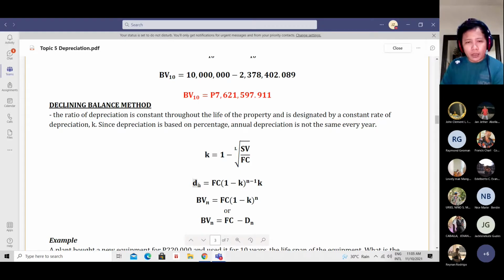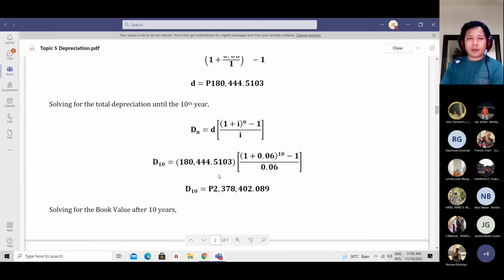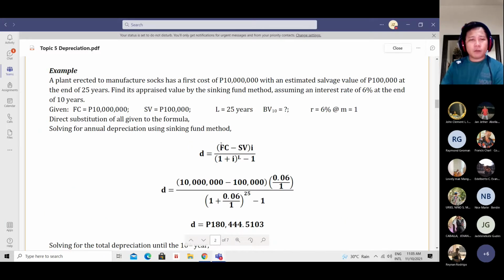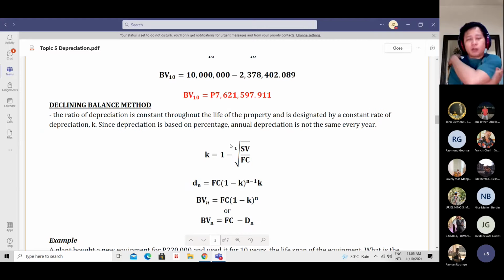Direct formula for the annual depreciation and direct formula for the book value. It's not like sinking fund method and straight line method wherein your book value is dependent on the total depreciated amount. Okay, so you have to determine first the total depreciated amount. Of course, your total depreciated amount will be dependent on the annual depreciation. For declining balance method, no more. So your book value will not be dependent anymore on the total depreciated amount.